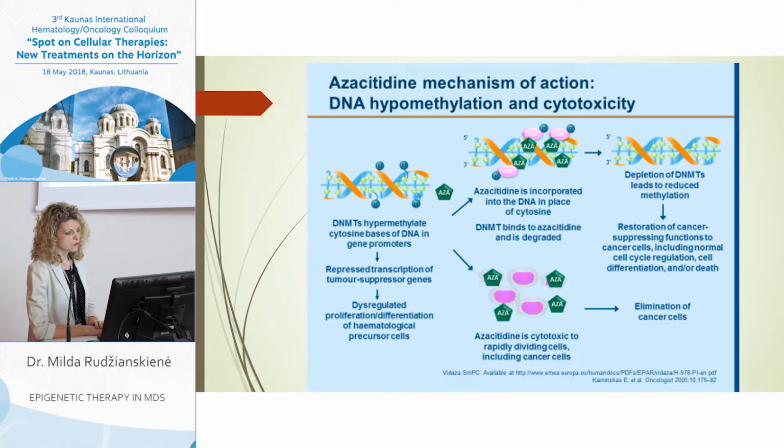Shortly, I would like to talk about the mechanism of action of one of the hypomethylating agents, azacitidine. This drug can act in 2 ways. In lower doses, azacitidine is incorporated into the DNA in place of cytosine, and DNA methyltransferase, the enzyme causing the methylation of the DNA, is degraded. And in higher doses, azacitidine can destroy cells during the incorporation into DNA and RNA and act directly as a cytotoxic agent.